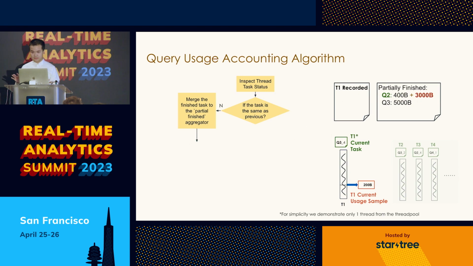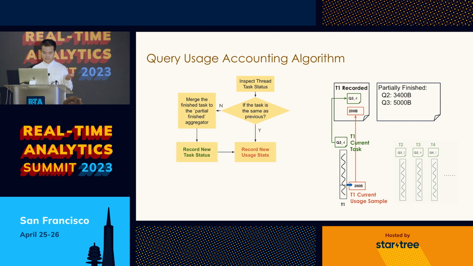After the finished query usage is properly aggregated, we will then record the current query task status and the usage stats for this T1 thread. And then the same logic will get applied to thread 2, thread 3, and so on.